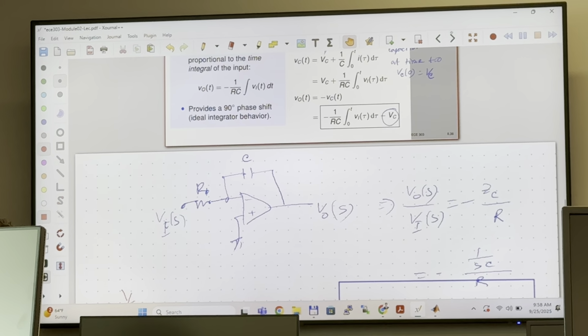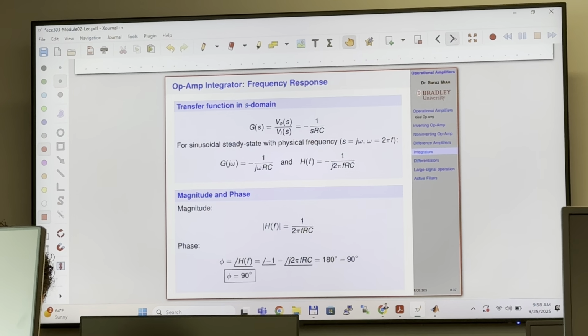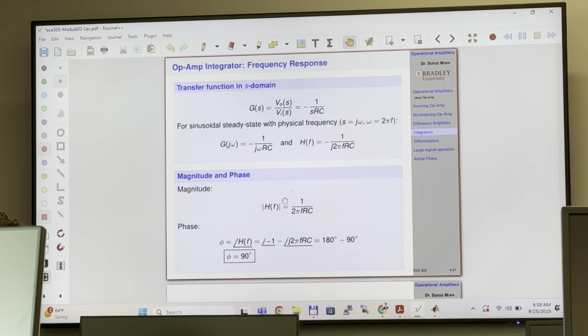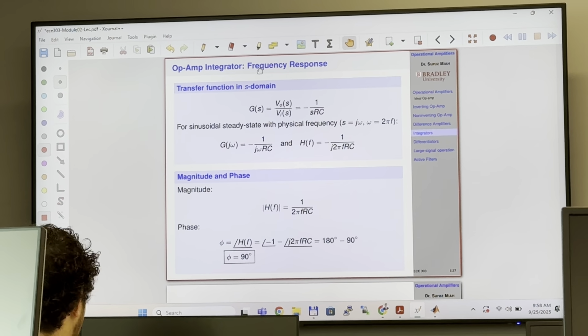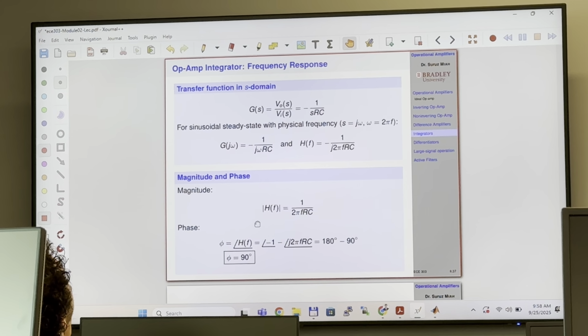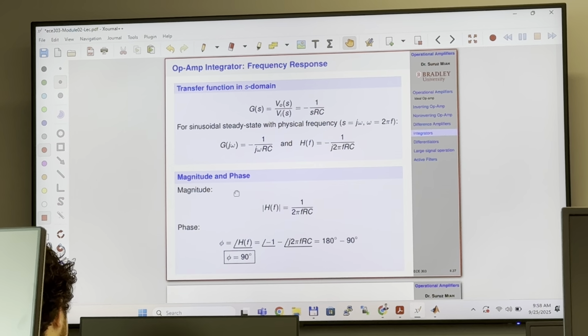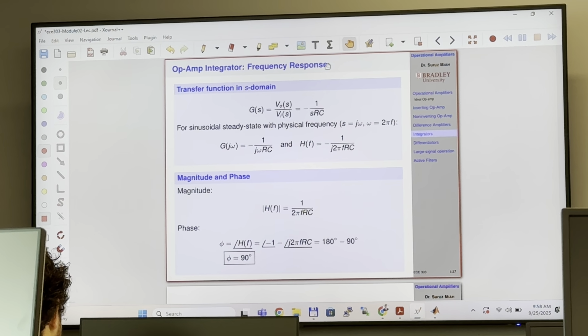All right, so I have 5 more minutes, actually 7 more minutes. So the frequency response: what you do is try to find the magnitude and phase in order to come up with the frequency response.